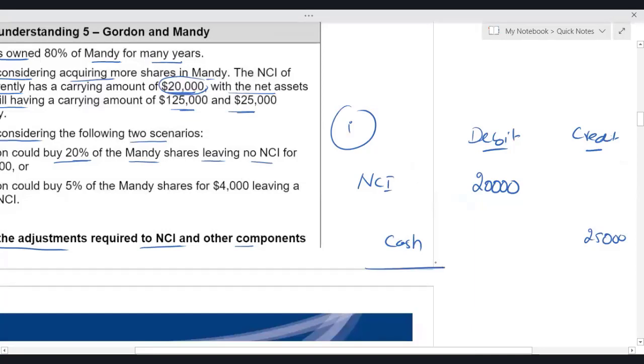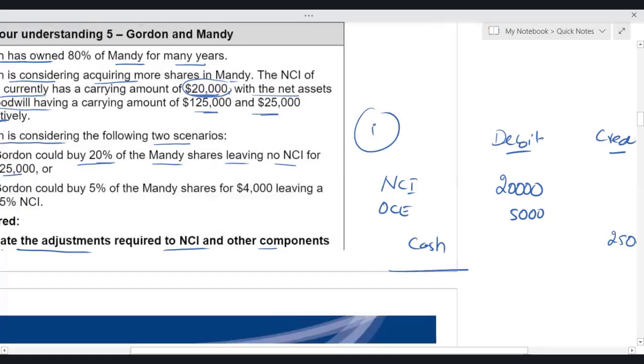Logically, there is a loss on further acquisition. There's a loss on further acquisition, and this loss on further acquisition is going to debit the other component of equity. So simply OCE, other component of equity, will be debited. Okay.